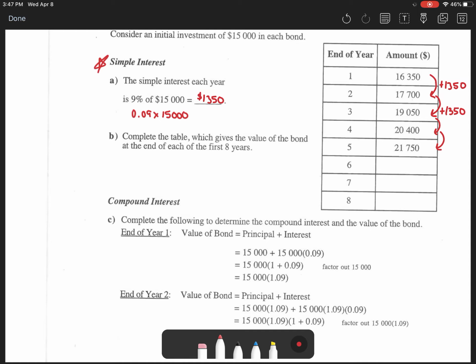Okay, so to get the next couple of calculations in the column, that's exactly what I'm going to do. So the first one, I would take 21,750 and add the interest of 1,350, and that'll give you 23,100. Okay, and then do it again. So add another 1,350, and you'll get 24,450, and then one final time. So one more time, 1,350, and I get $25,800 exactly. Okay, so there I filled in the chart and done what they asked me to do.